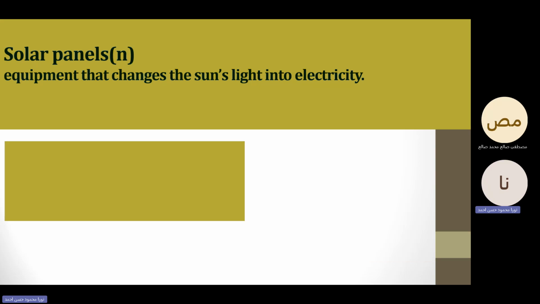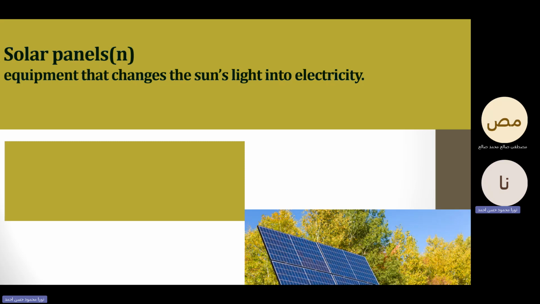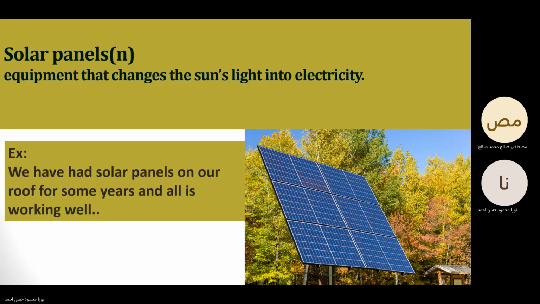Solar panels. It's a noun. It means equipment that changes the sun's light into electricity. Like the first photo we saw today, the man was installing a solar panel at the top of the building, like this one. It's a solar panel. We have had solar panels on our roof for some years, and all is working well.